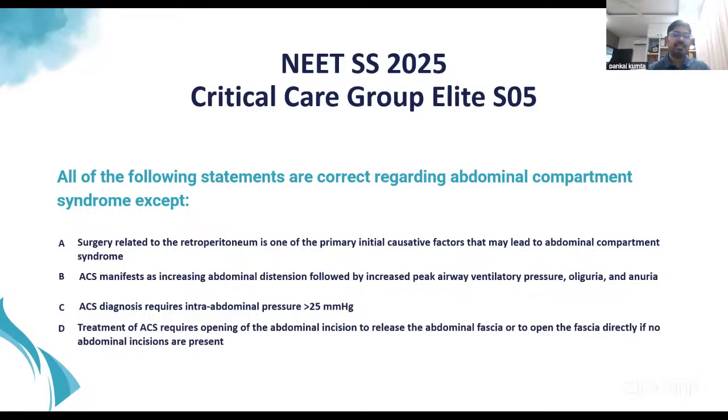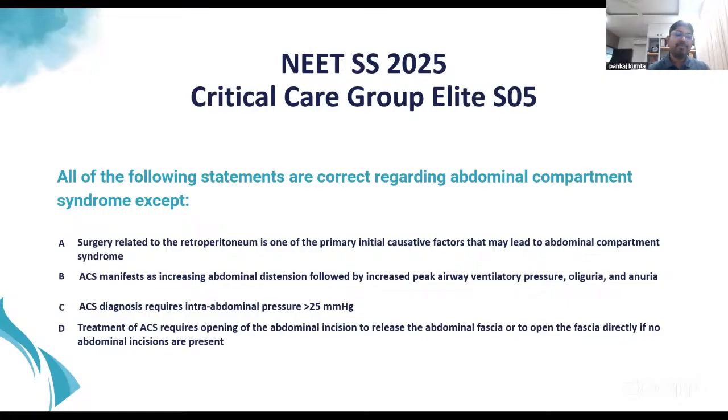ACS diagnosis requires an intra-abdominal pressure of more than 25. It does sound fine, but let's look at the next question. Treatment of ACS requires opening of the abdominal wall incision and abdominal fascia. So yes, if there is raised abdominal compression, you need to decompress. So that would be your next answer if you are not sure.